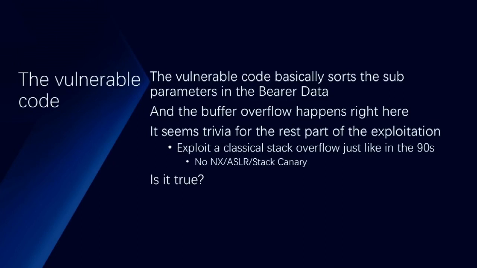So the basic function of that vulnerable code is to sort the subparameters inside the bearer data. It sorts the subparameters by their subparameter ID from small to big, and that is where the buffer overflow happens. So it looks trivial to exploit, since there is no NX, no ASLR in the baseband, and no stack canary. It looks like a very classical stack overflow exploit, like in the 90s, smashing the stack for fun and profit. Looks like a very easy task. So is it true?